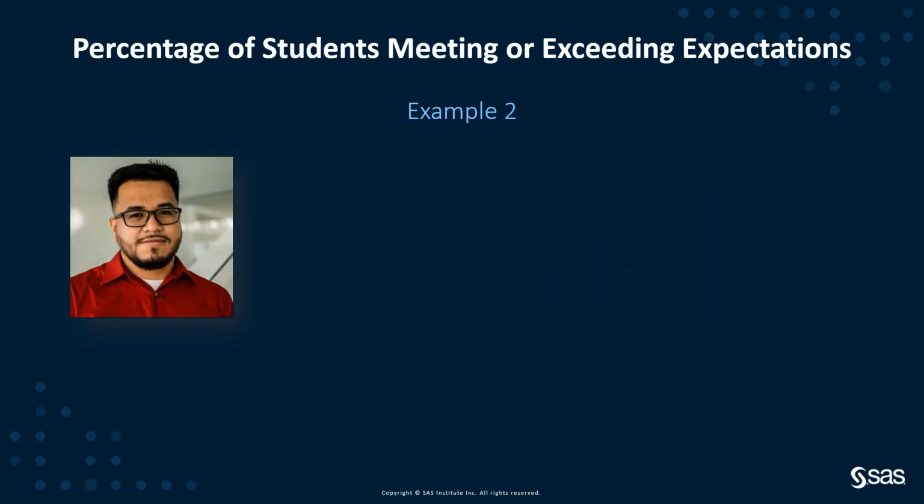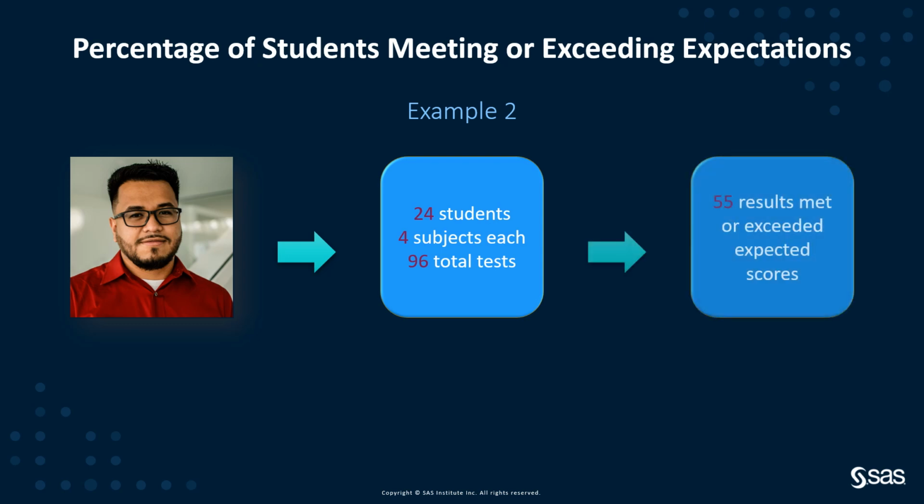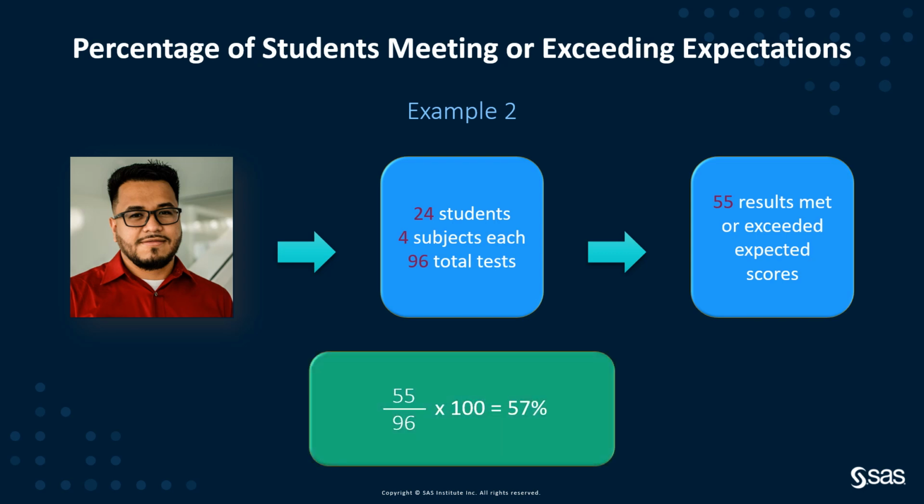Let's consider one more example. This teacher provides math, reading, science, and social studies instruction to 24 students in 8th grade. When his students take the STAR assessments, they each take one test for each subject. That is 4 tests per student, resulting in a total of 96 tests. Of these results, 55 meet or exceed expected scores. So we can find this teacher's percentage meeting or exceeding expectations by dividing 55 by 96, and then multiply that answer by 100. The result is 57% of students meeting or exceeding expectations.